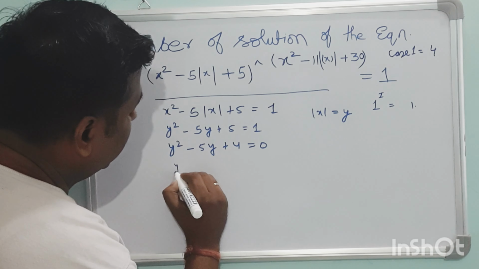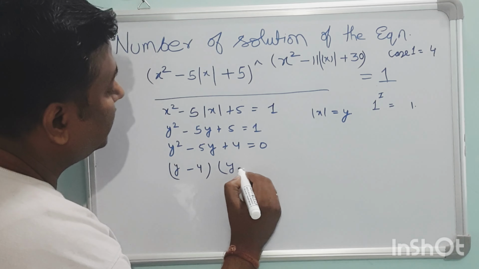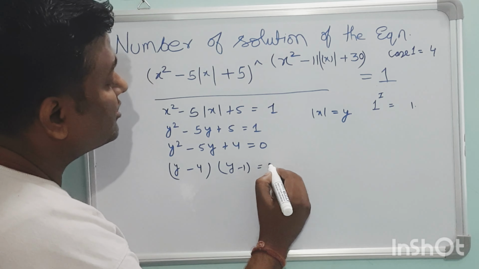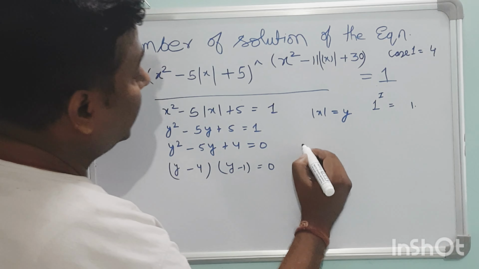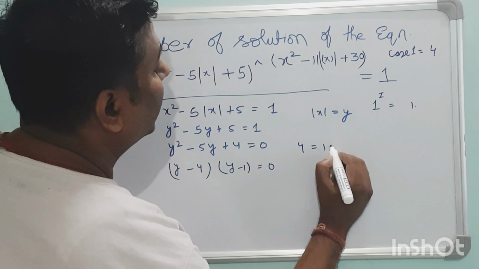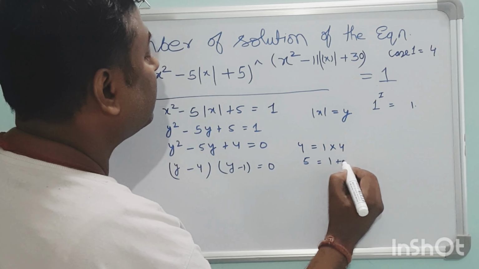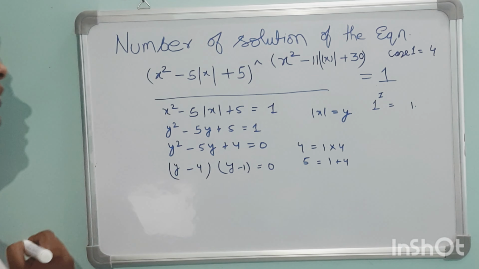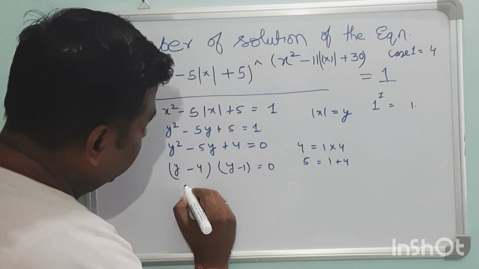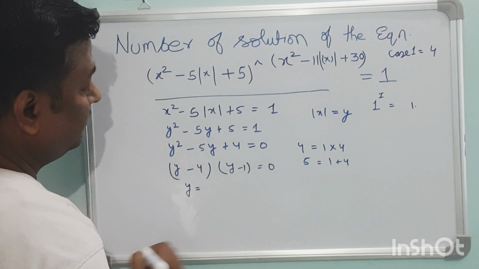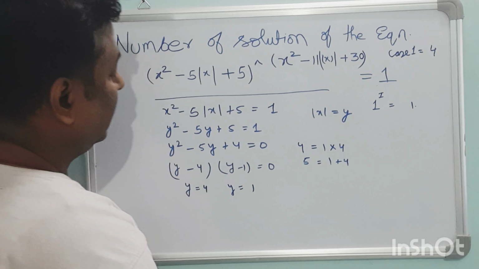So this equation I can write as y minus 4 into y minus 1 equals 0. I did the middle term splitting: 4 can be written as 1 into 4, and 5 can be obtained as 1 plus 4. So I can apply the middle term, and I have applied it. From here again I got y is equal to 4 and y is equal to 1.